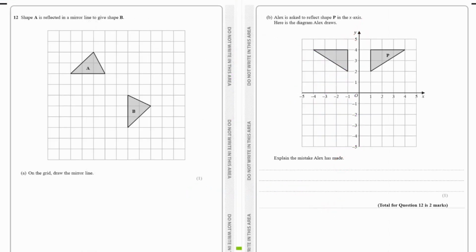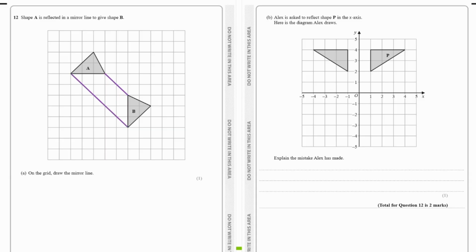Question 12. Shape A is reflected in a mirror line to give shape B. Part A, on the grid, draw the mirror line. So what we can do is first pick a corner in shape A and look at the corresponding corner in shape B. If we pick the two corners of the base, we can pick this as the first corner. The corner corresponding to that one is this one, so we can draw a line joining the two corners, and we can do the same for the second corner.